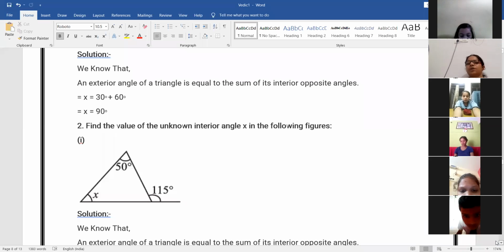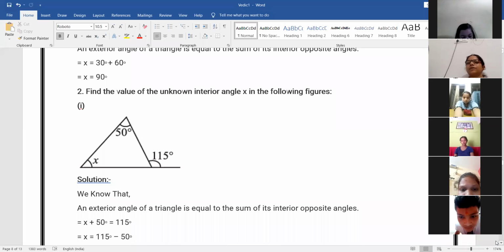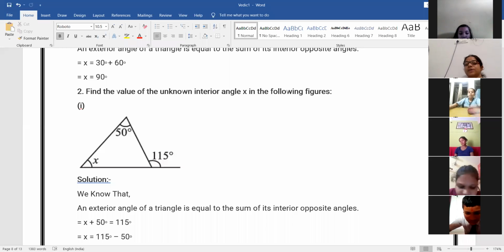Yes, this question number 2, we have discussed yesterday also. In this, you have to find the unknown interior angle. Okay, in this question, you have to find the unknown interior angle. But when we are seeing the question, what we are seeing is that the exterior angle is given to us. So we will use the same property. Okay, the property will be the same. We will use the exterior angle property.